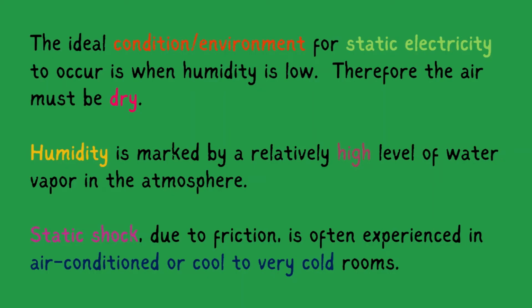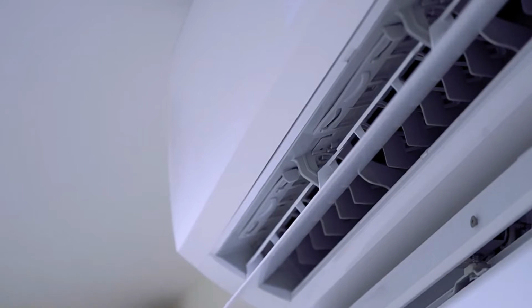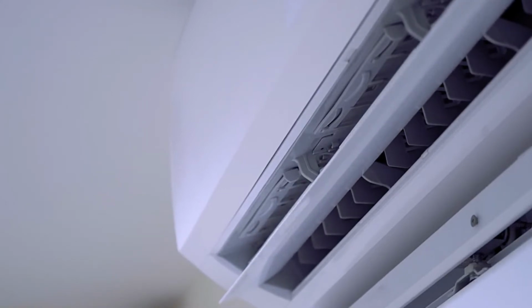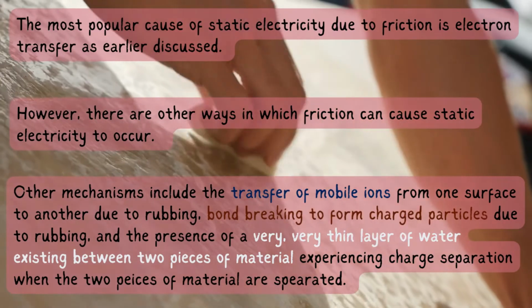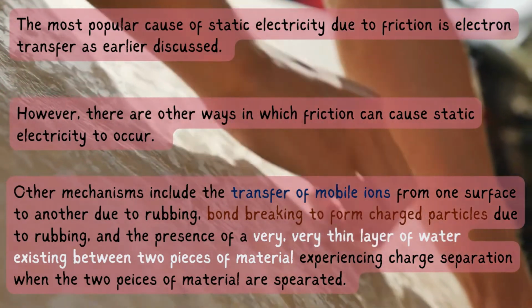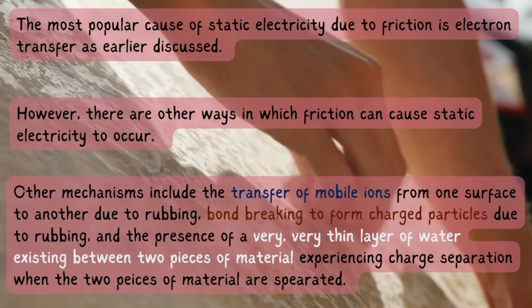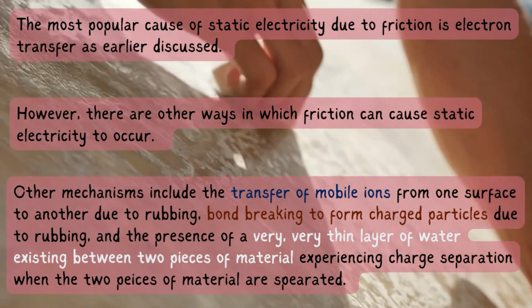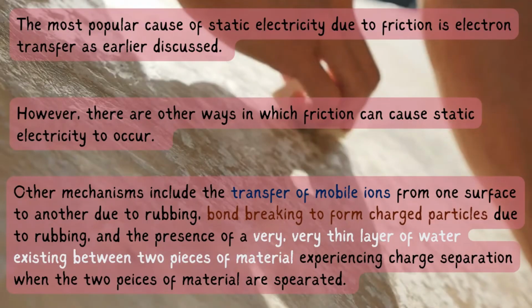The ideal condition or environment for static electricity to occur is when humidity is low, therefore the air must be dry. Humidity is marked by a relatively high level of water vapor in the atmosphere. Static shock due to friction is often experienced in air-conditioned or cool to very cold rooms. The most popular case of static electricity due to friction is electron transfer, as earlier discussed. However, there are other ways in which friction can cause static electricity to occur.